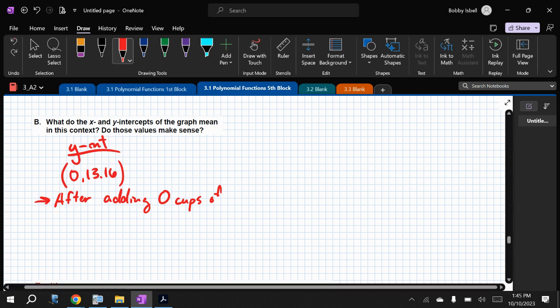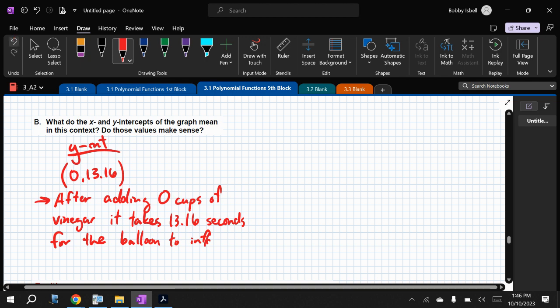After adding 0 cups of vinegar, it takes how long for the balloon to inflate? Yeah, 13.16 seconds.